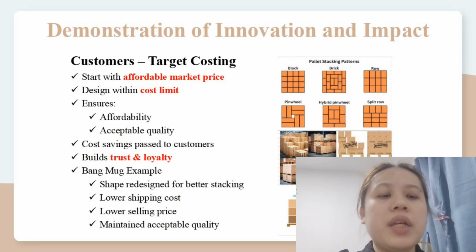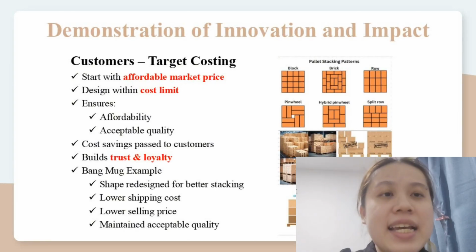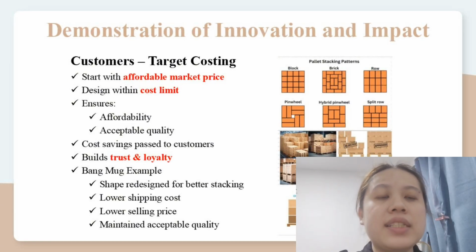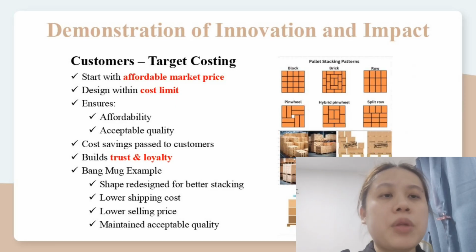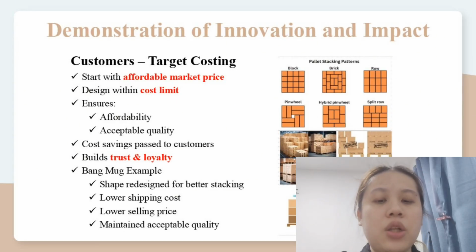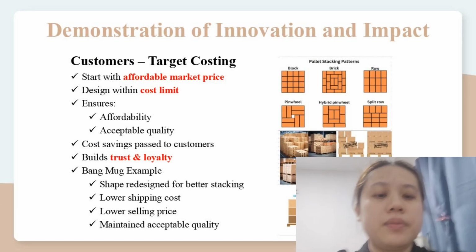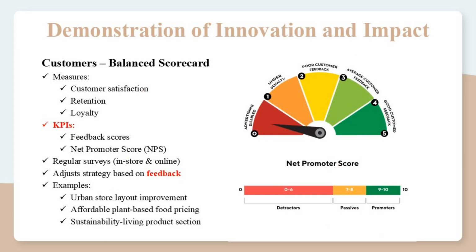IKEA set an extremely low target price of 5 kroner. To achieve this, the designers redesigned the mat shapes to allow better stacking on the pallets. This reduced the shipping cost significantly. The cost savings were then passed directly to customers through a lower selling price. This showed that target costing ensured affordability, maintained acceptable quality, and built customer trust and loyalty. Customers feel that they are getting strong value for money.